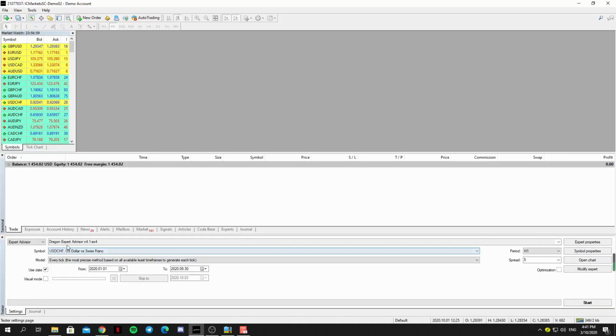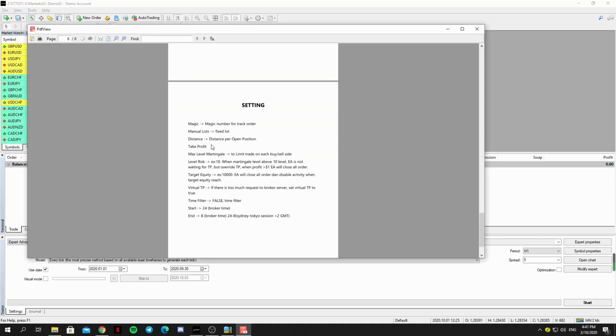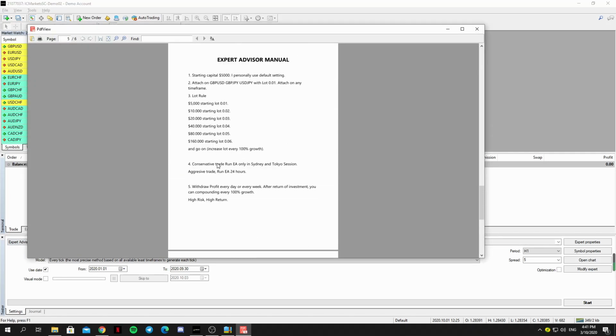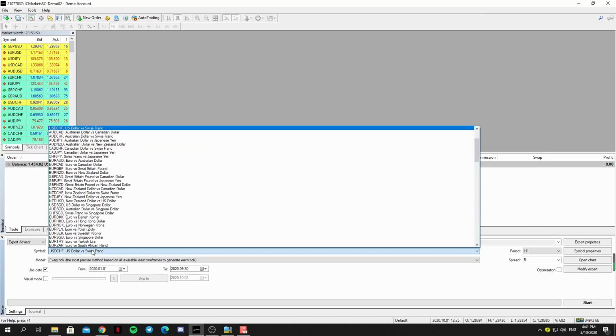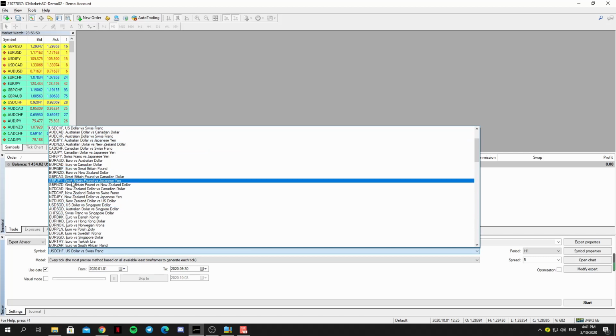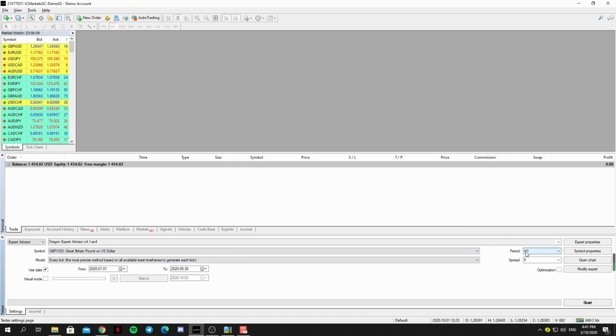Here we are at the strategy tester with the expert advisor functions and with the Dragon Expert Advisor version 4.1, which we just downloaded. Over here, we will be looking at the currency pair of GBPUSD. Alright, we select GBPUSD, and it said any time frame, so we'll just leave it at the 1 hour time frame. For the spread, perhaps we can use the minimal spread if you are using an ECN account, and we choose the model as every tick.